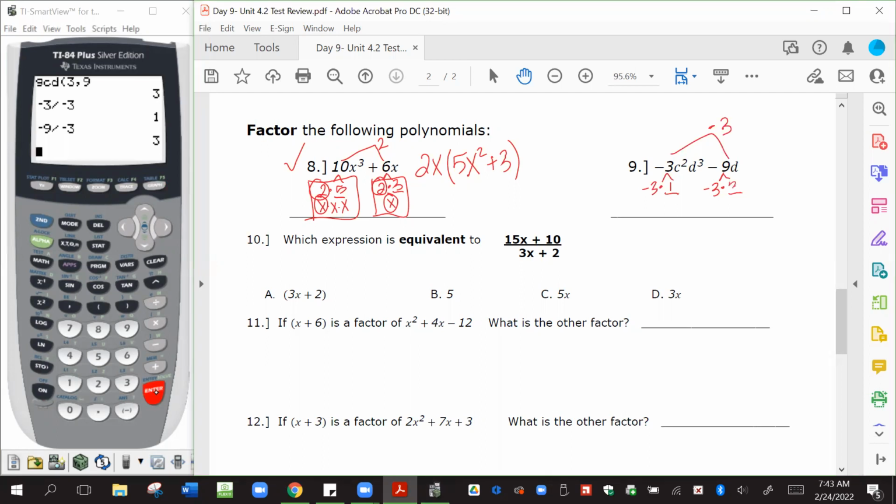And it becomes a 3. Then I look at my letters. This is c squared, so c times c. This is d to the third. 1, 2, 3. There's my first term all written out.